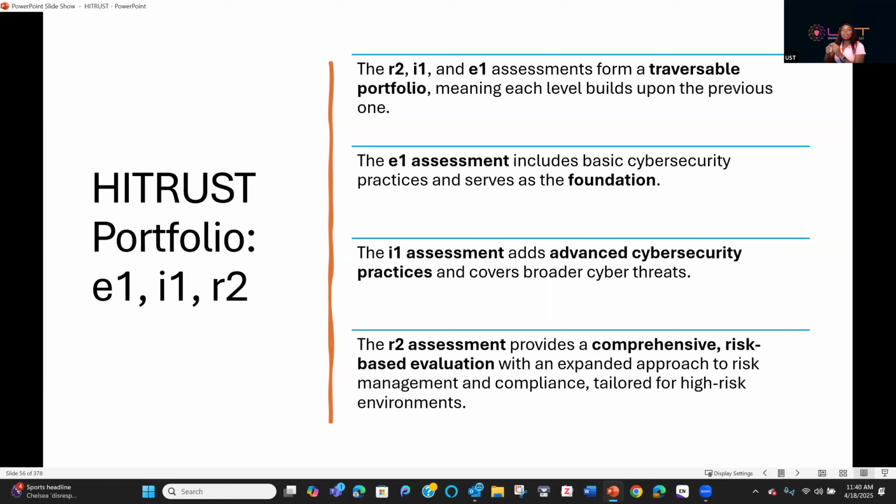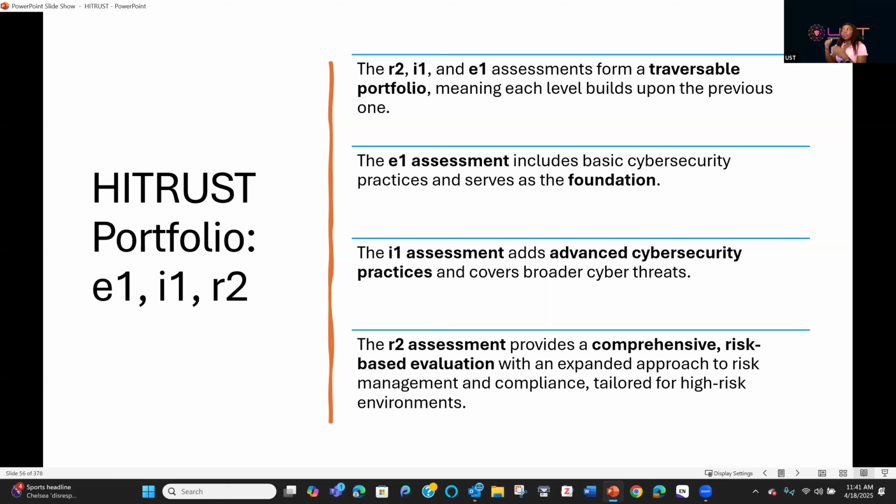And that's why, if you look at this slide, it says that the R2, the I1, and the E1 assessments form a transversable portfolio. Transversable meaning that each builds upon the previous one, right? Likewise, for you to understand this particular video I'm making, you need to watch the first video because it's a continuation from where I ended, right?